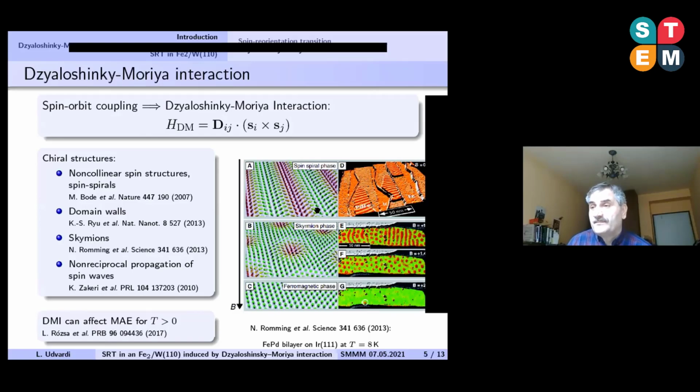A well-known example is iron on top of the iridium 111 surface with palladium cap layers. At low temperature, here we can see that we have a spin spiral state. This is a spin polarized STM image on the right hand side, and we can see this pattern here. The stripes here belong to the spin spiral state.